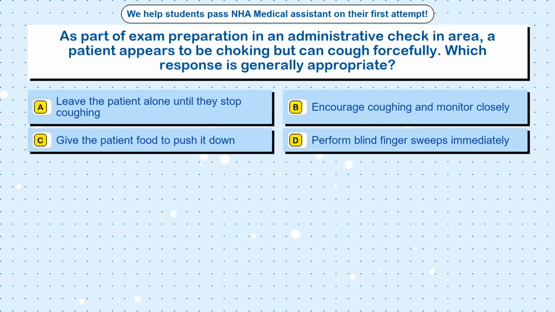Question 80. As part of exam preparation in an administrative check-in area, a patient appears to be choking but can cough forcefully. Which response is generally appropriate? Option A. Leave the patient alone until they stop coughing. Option B. Encourage coughing and monitor closely. Option C. Give the patient food to push it down. Option D. Perform blind finger sweeps immediately.